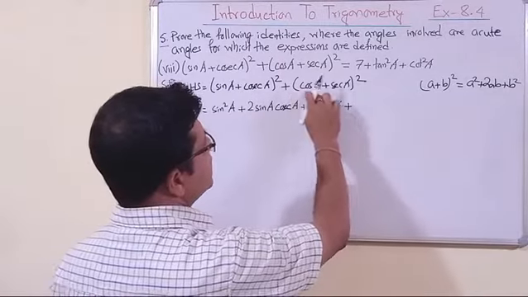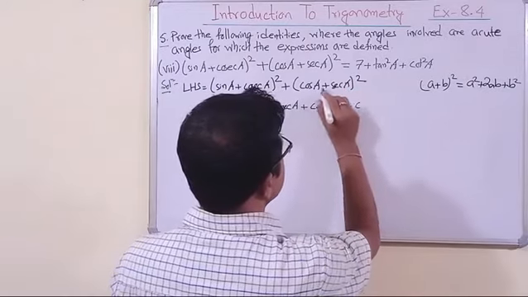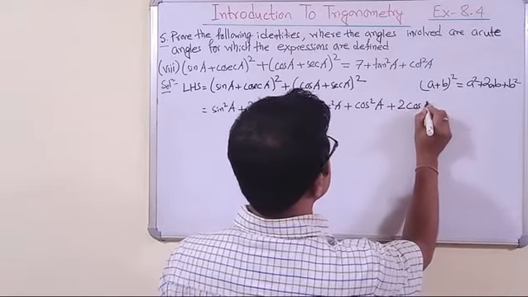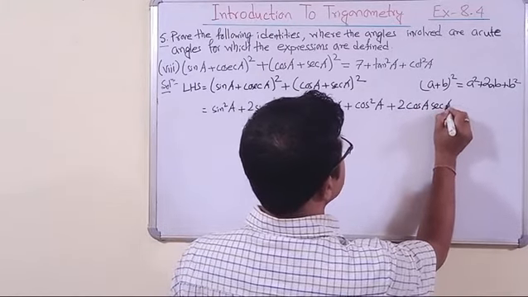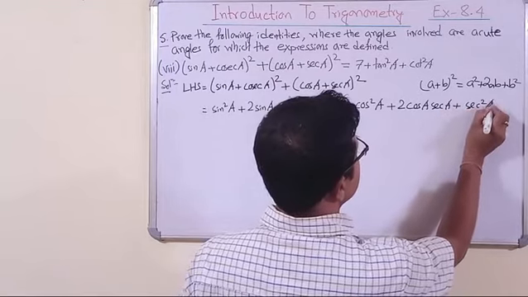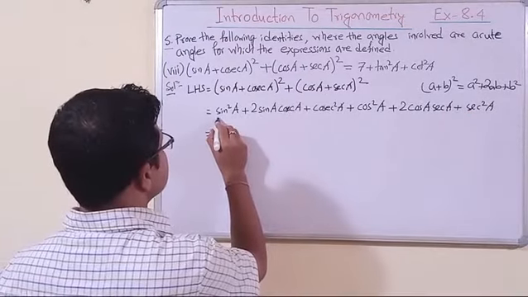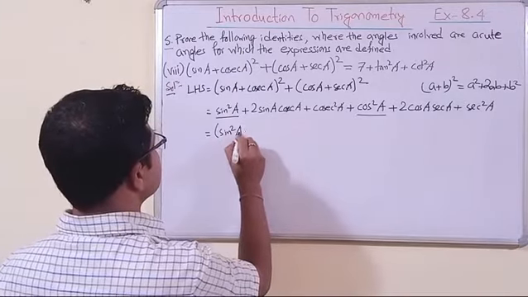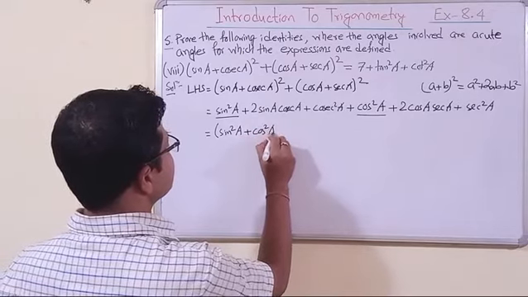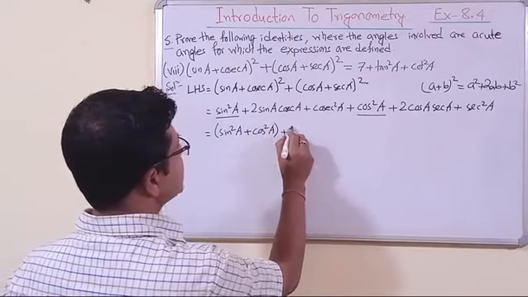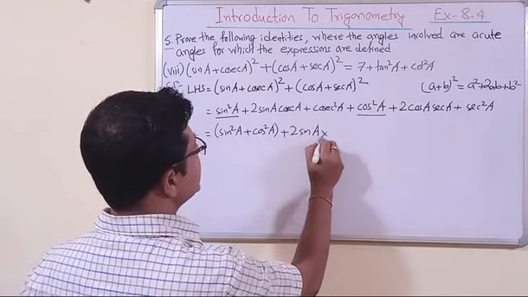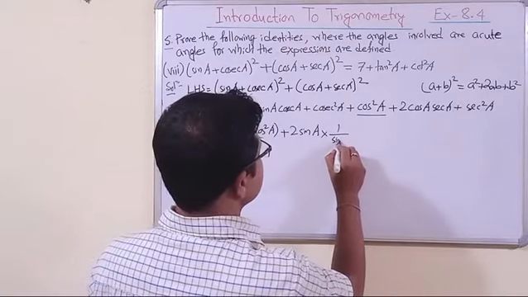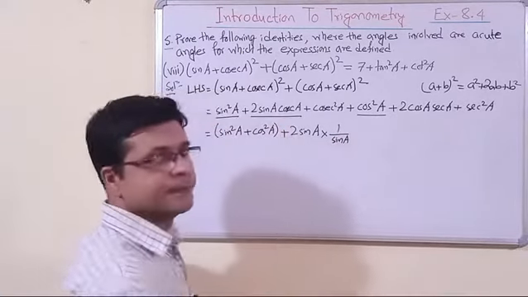Then again it is (A + B) whole square. Let us expand it. So this is A square plus twice cos A into sec A plus B square, that is sec square A. Now this sin square A and cos square A together we have written. Then we want to write this 2 sin A into cosec A, and cosec A is the reciprocal of sin A. Let us note down sin A. So we have written this term also.